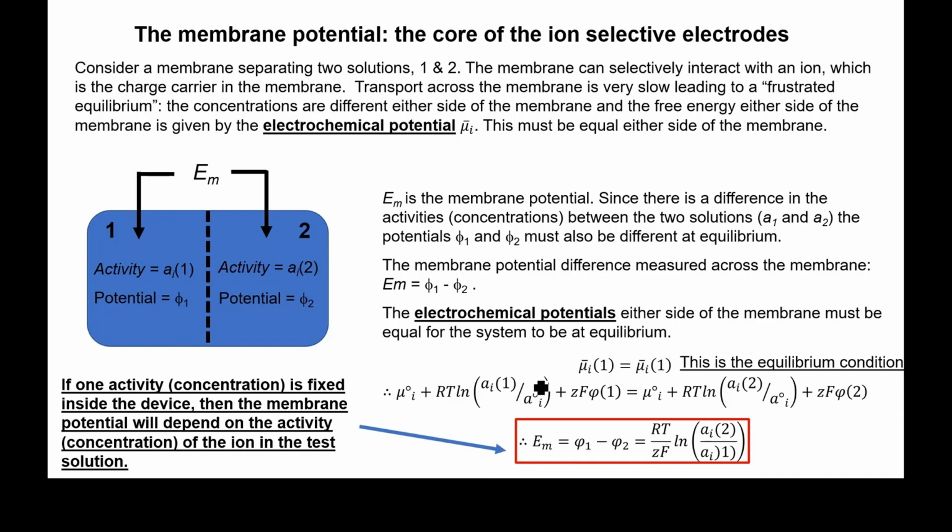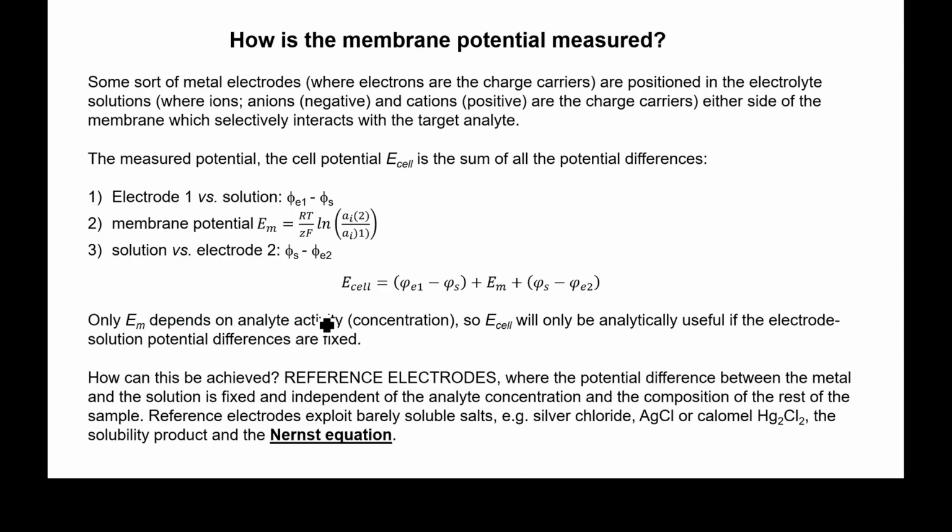I don't propose that we go through this now, but what we do need to think about is what changes with concentration: the membrane potential here in the middle. But what we measure is the whole cell potential. And we're hoping that the cell potential is only changing when the membrane potential changes, not when these two interfacial potentials in the filling solution and our external solution change. So if we fix the internal concentration, membrane potential will only depend on the activity in our external solution. So far, so good. But how do we measure it?